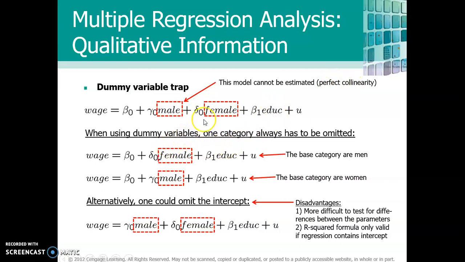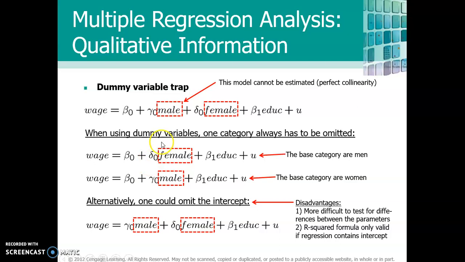Therefore, it is advised that when you are using dummy variables, you omit one category so that you avoid this dummy variable trap. That's why you can have two separate equations. If you have a wage equation for female, then you exclude the category of men, and that means the base category in that instance will be men. And if you estimate the equation where the male category is introduced, then the base category in that case will be women. And so you can estimate the two different equations.